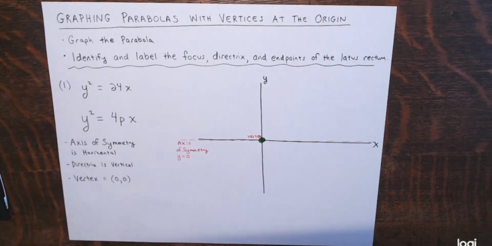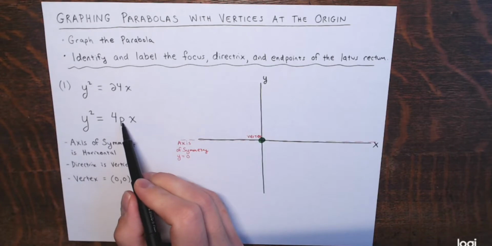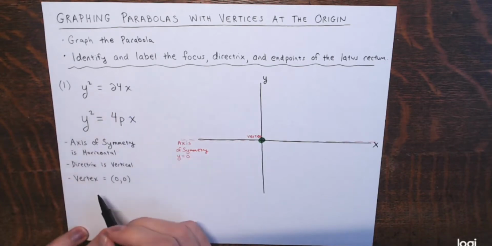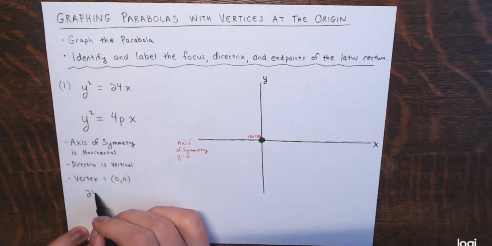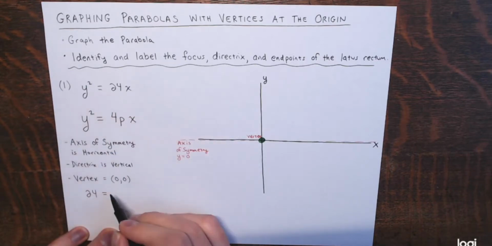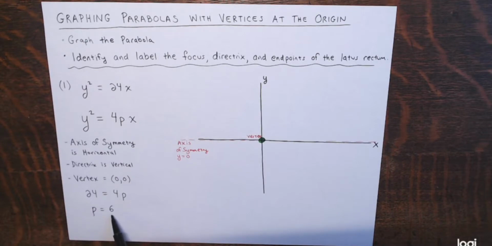Now, we would like to find the focus of this parabola and the directrix, a special point and line. Remember, the value of p will tell you where the focus is. Here I have the coefficient of x. This is in standard form. That 24 is equal to the 4p. So the value of p must be 6, dividing 24 by 4. That's a positive 6.